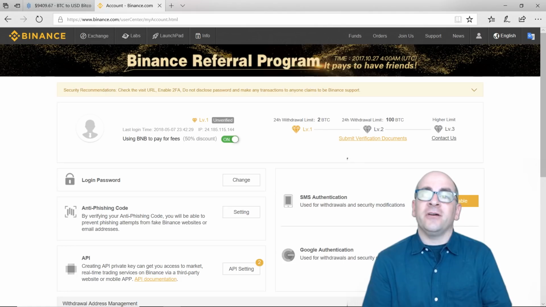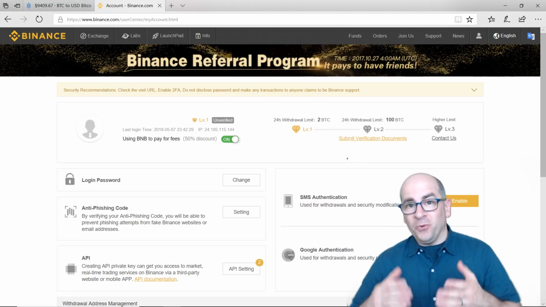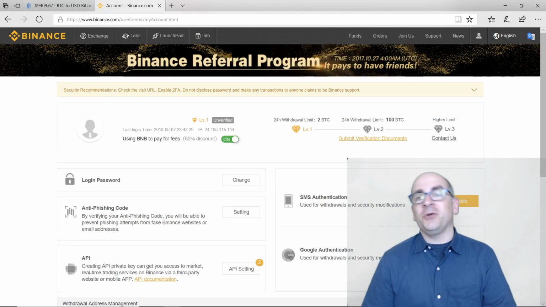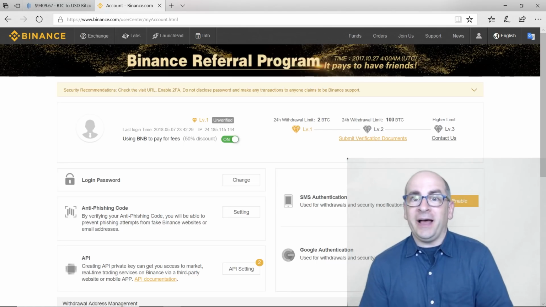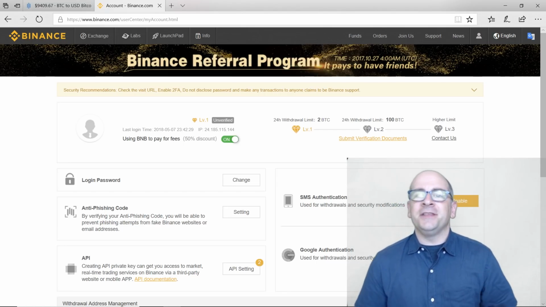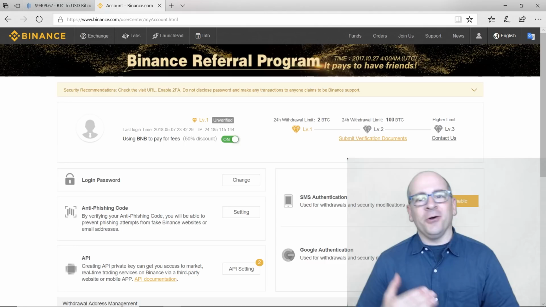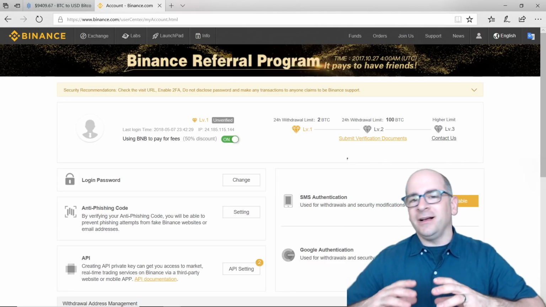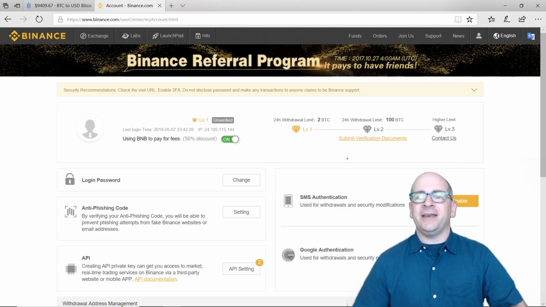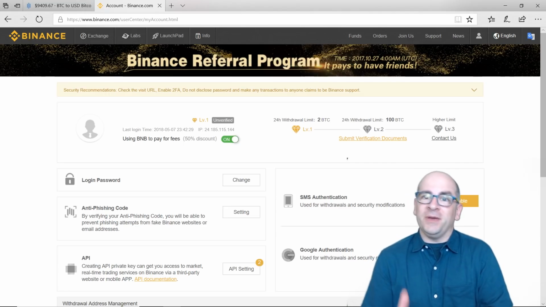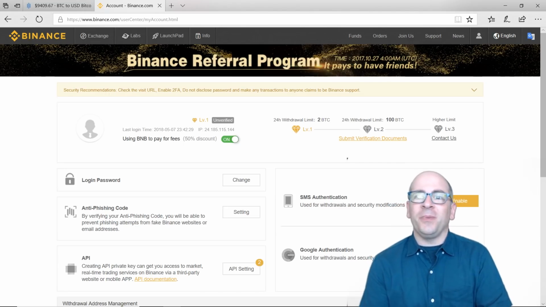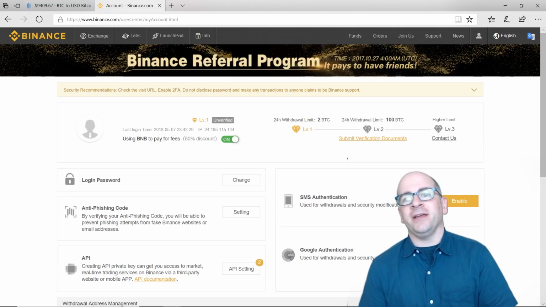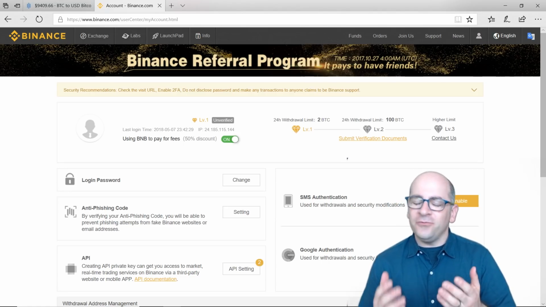Why do we need to fund our account? Simple. Without funding our account with either Bitcoin or Ethereum, we can't buy any altcoins. And since we can't buy any altcoins with US dollars or euros or a credit card or anything like that, you absolutely need Bitcoin or Ethereum in your Binance account to start trading. How do we do that?